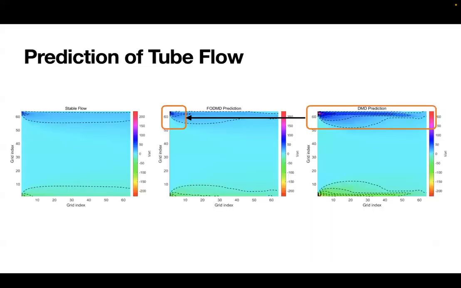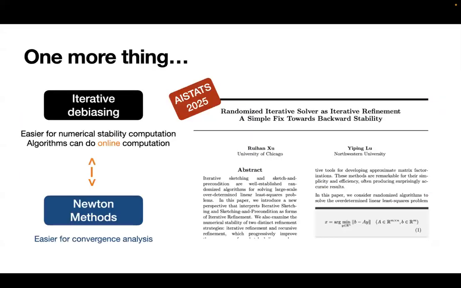Okay, so we can collect all these things. If you do direct DMD prediction, because you are constraining all your predictions to the top eigenspaces, this kind of artificial tail is very hard to remove in the tube flow. But in our estimation, we can easily remove these kinds of artifacts.